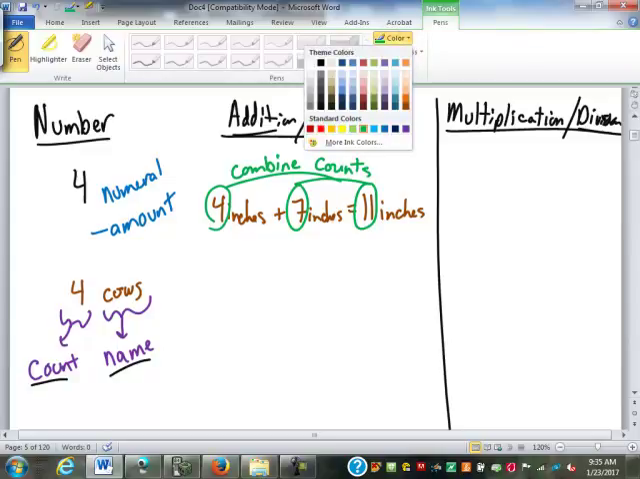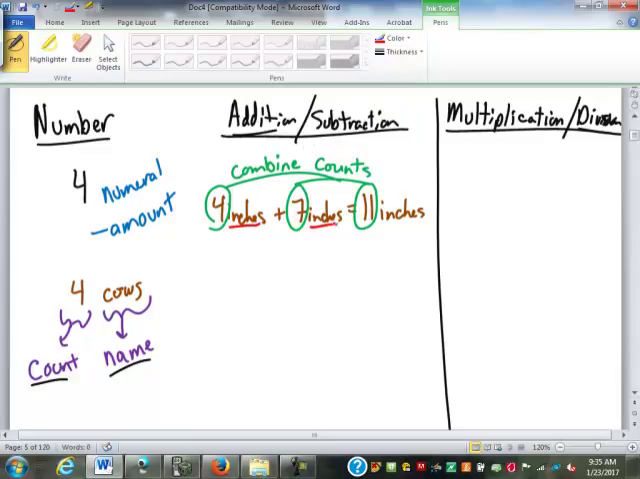Let's look at the names. We had inches, and it stayed inches. When we add numbers, we keep the same name.